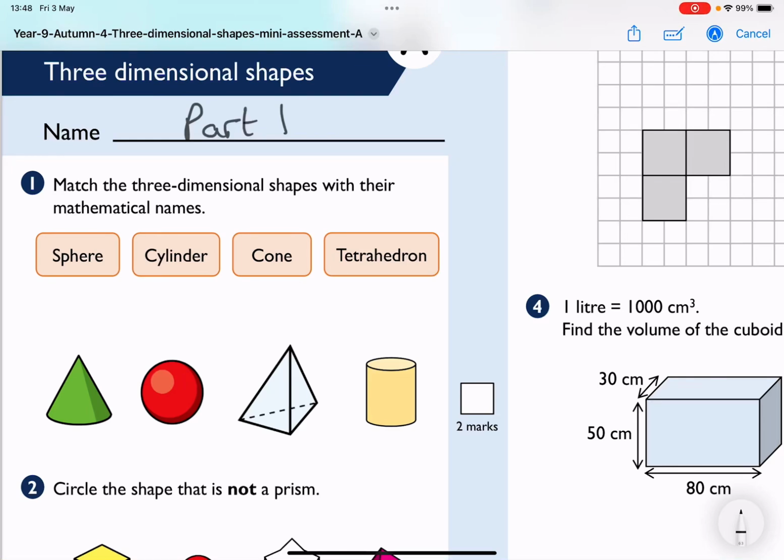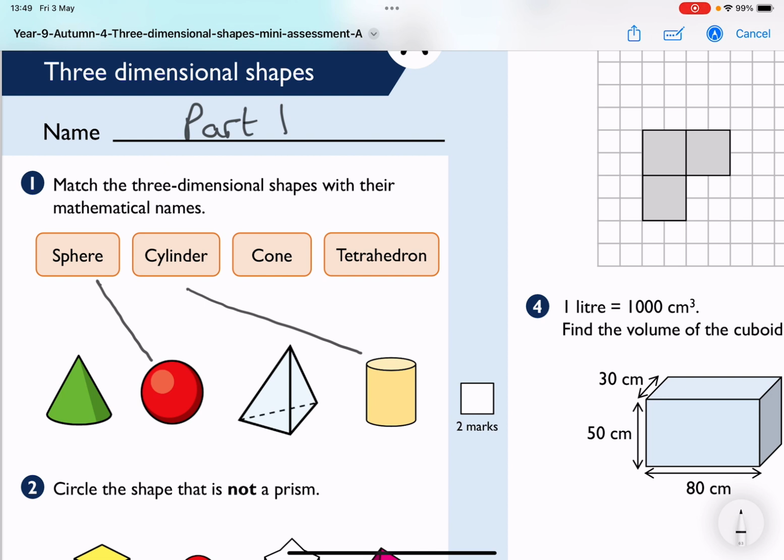Okay, next revision topic for year 9 is three-dimensional shapes. And the first question is match the three-dimensional shapes with their mathematical names. Sphere, another name I suppose you could say for a ball is this one. A cylinder, a bit like a can of Coke or a tin of beans. It's a circular prism, so it follows that circle shape all the way through.